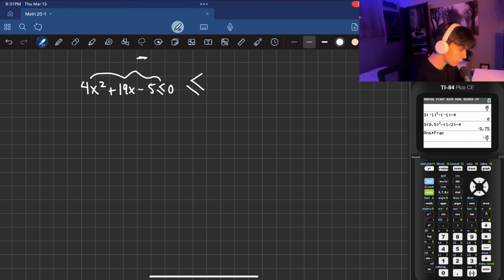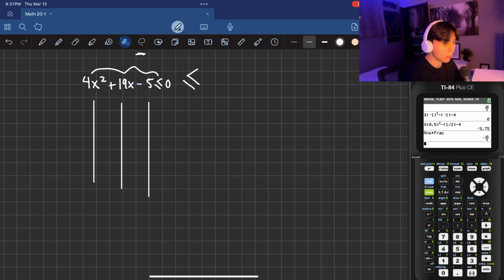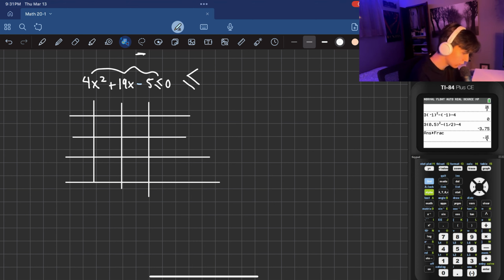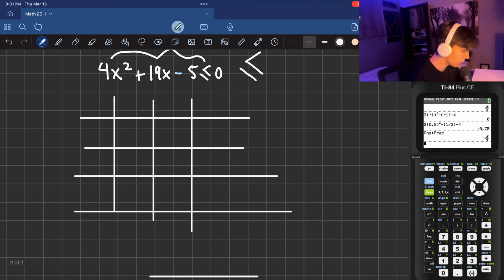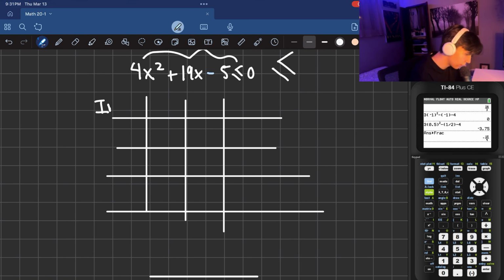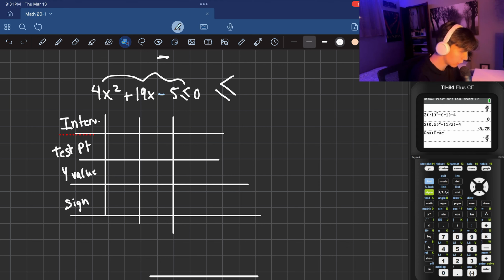So I'm going to make this little chart here. And then I'll go across. Okay, so this is not going to be the best chart, but it is what it is. So we have our first as interval, and we have our second one as test points. We have our y value. Typically they give you this chart, but if they don't, it should be fine. Now you know how to graph it or make it out.